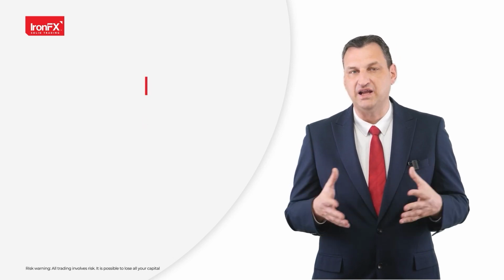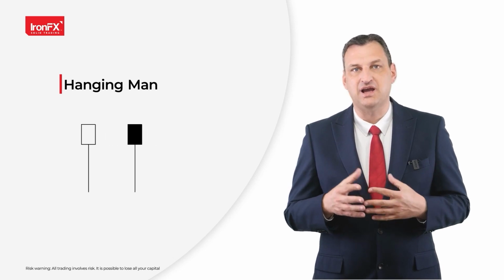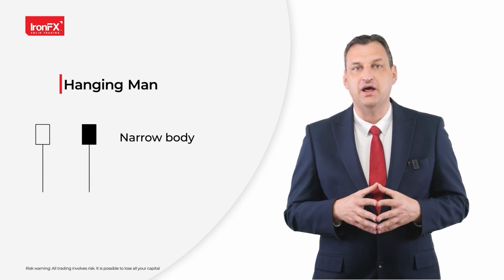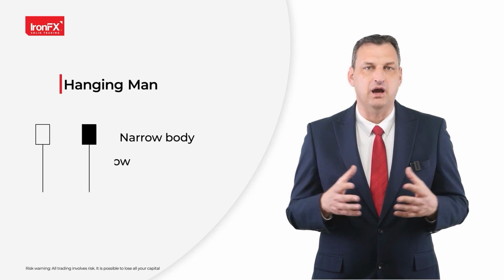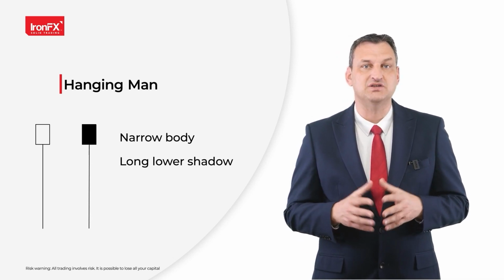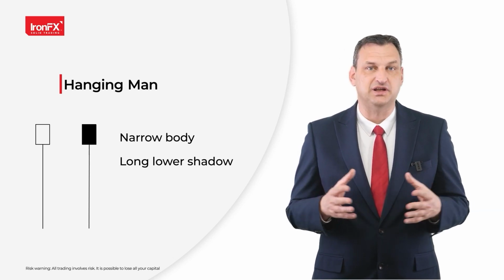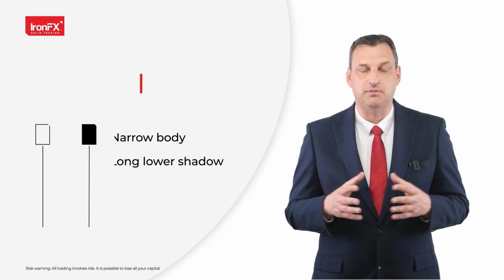We move now to the hanging man. The hanging man is a bullish or a bearish candlestick that is characterized by a narrow body near the top with a little, if any, upper shadow and a longer lower shadow. The lower shadow is required to be 2 or 3 times the length of the body. It is considered as a bearish pattern during an uptrend.